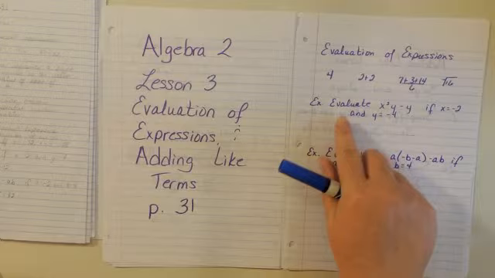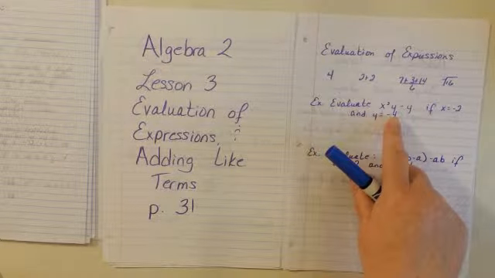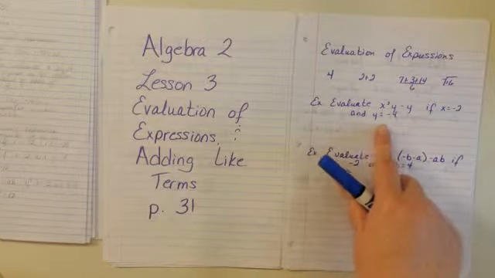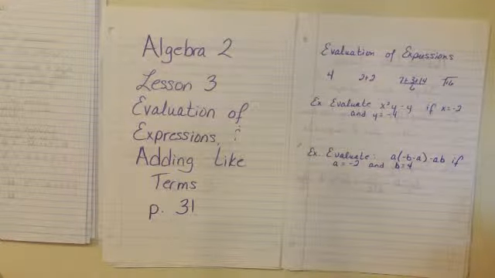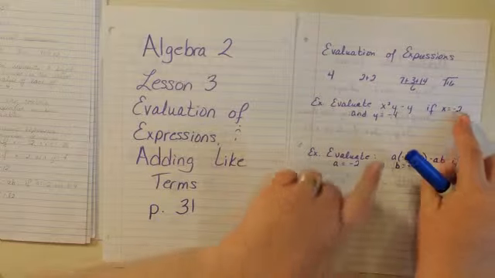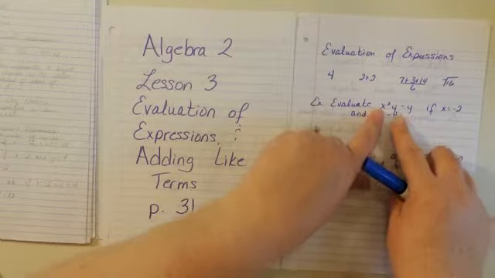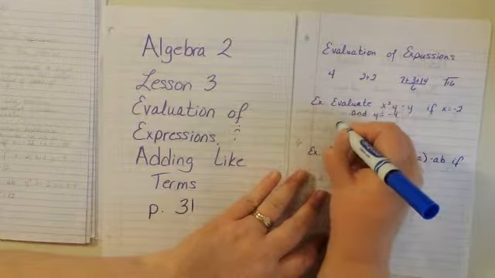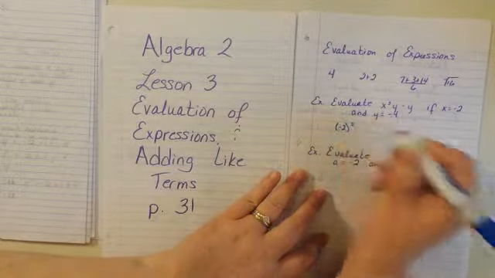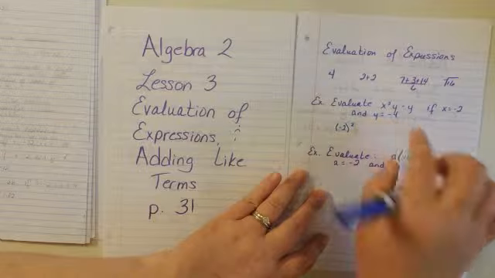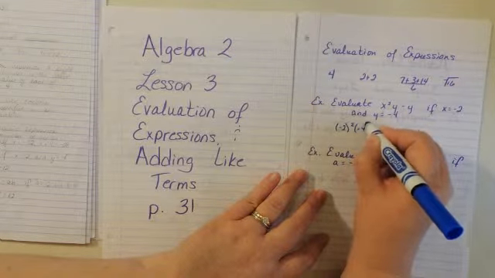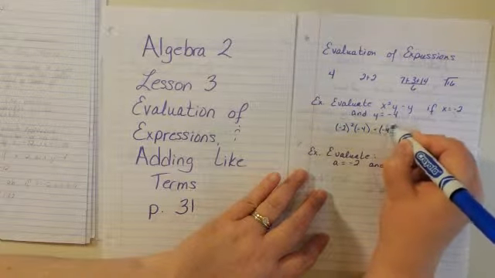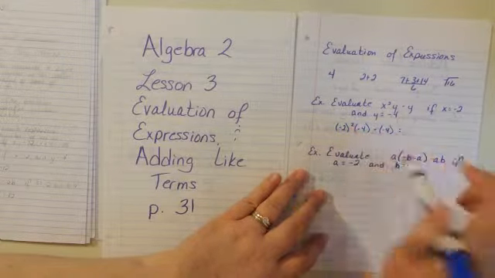Okay? So, evaluate x squared y minus y if x equals negative 2 and y equals negative 4. That just means we're going to substitute these two values into these variables. X equals negative 2, so we have negative 2 squared times y, which is negative 4, minus y, which is negative 4. Okay? Negative 2 squared is 4.